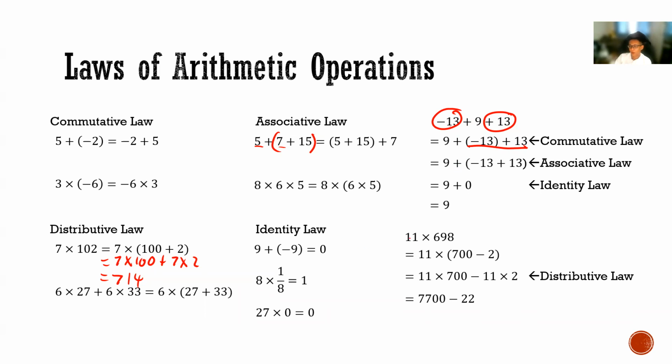Or if I have 698, if I just count 698 times 11, it might be a bit hard. But if I separate 698 into 700 minus 2, then use distributive law, 11 times 700, 11 times 2, it's much easier to count. Then I just take 7,700 minus 22, 7678.